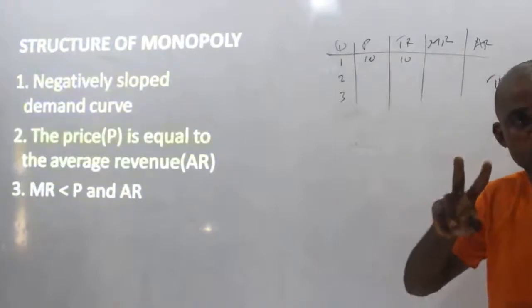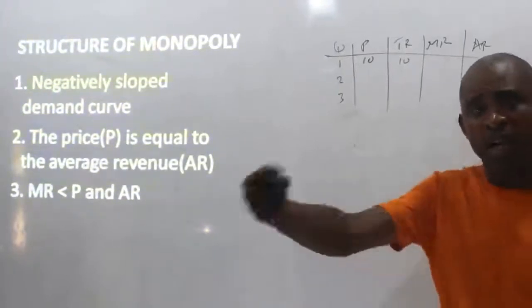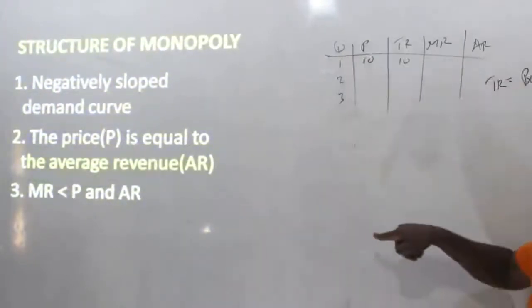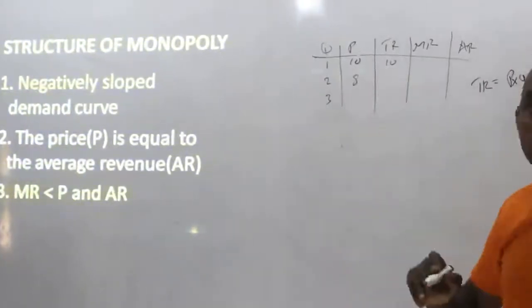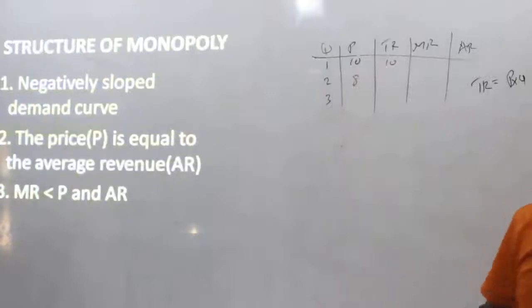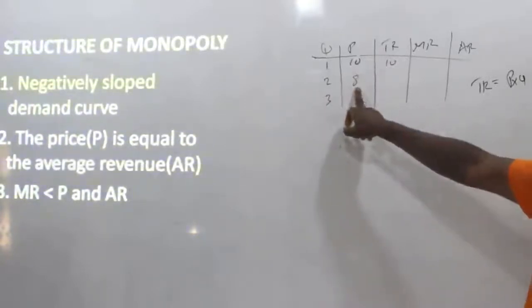The next one is, like I said earlier, that the monopolist has control over the price or quantity but not both. Now, for the monopolist to sell more units, he has to reduce his price. Sorry, the first price is 10. He has to reduce the price to what now? 8. For him to sell more.